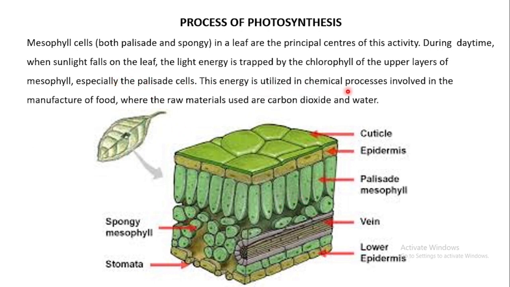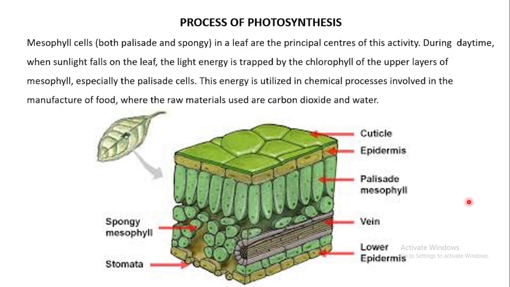This energy is utilized in chemical processes involved in the manufacture of food, where the raw materials used are carbon dioxide and water. We know that maximum photosynthesis will take place in palisade mesophyll because it is lying upwards. Can you see? So it is very easy to absorb sunlight and carbon dioxide. In the palisade tissue, chlorophyll is already present. It absorbs carbon dioxide. Water comes in like this through the veins of the leaf.